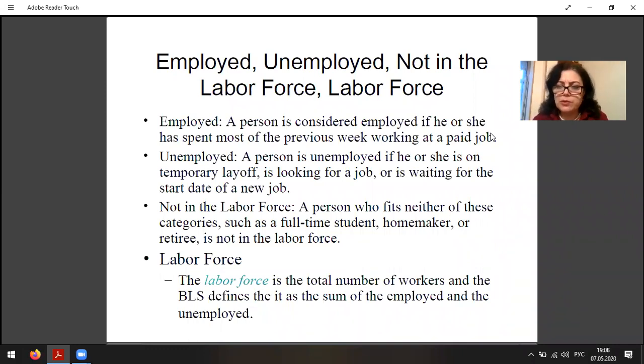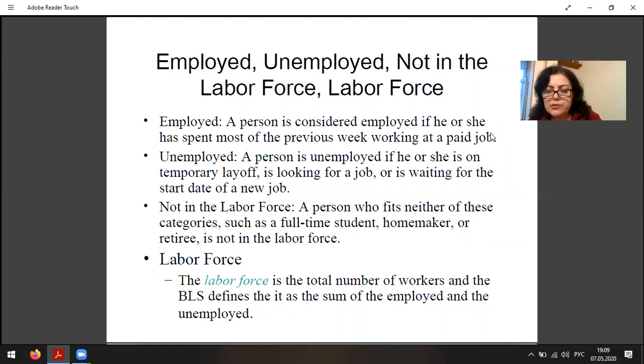A person is unemployed if he or she is on temporary layoff, is looking for a job, or is still waiting for a new job. So maybe he or she is waiting for a new opportunity and is sure that they will start a new job. The last group of the labor market participants is not in labor force.